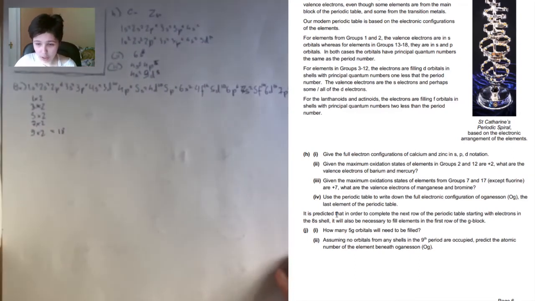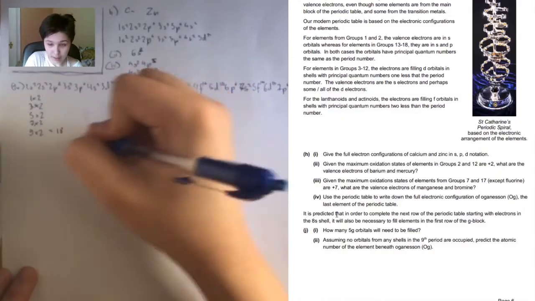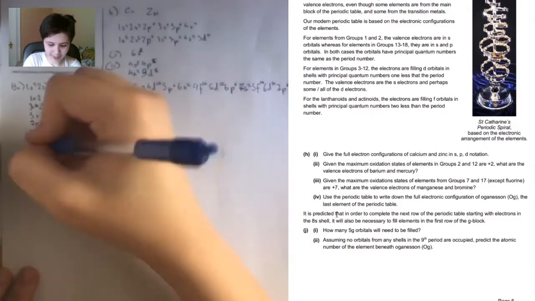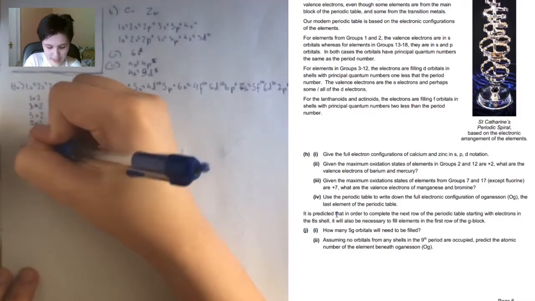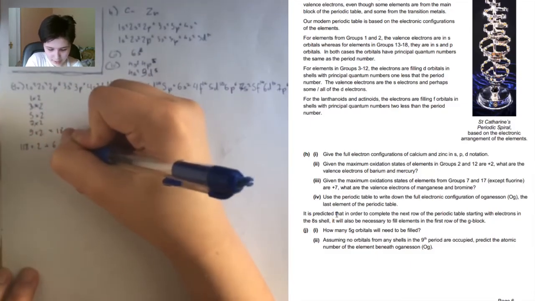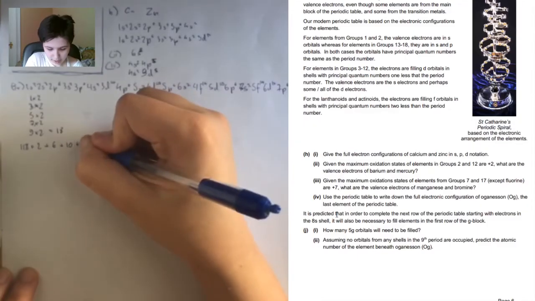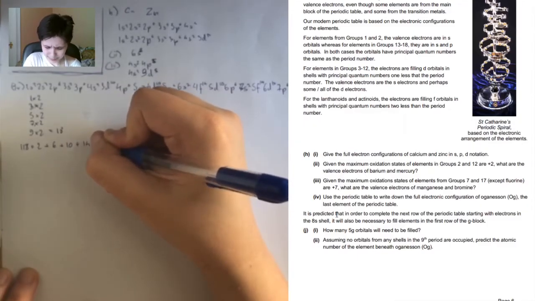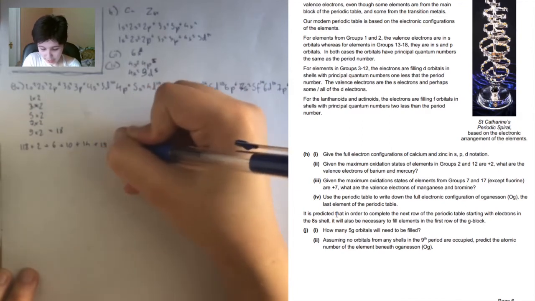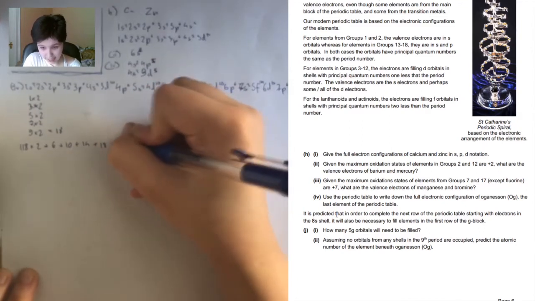Assuming no orbitals from higher shells in the 9th period are occupied, to predict the atomic number of the element beneath Oganesson, that's just going to be Oganesson's proton number, which is 118, plus 2 for the s, plus 6 for the p, plus 10 for the d, plus 14 for the f, plus 18 for the g, and that gives 168.